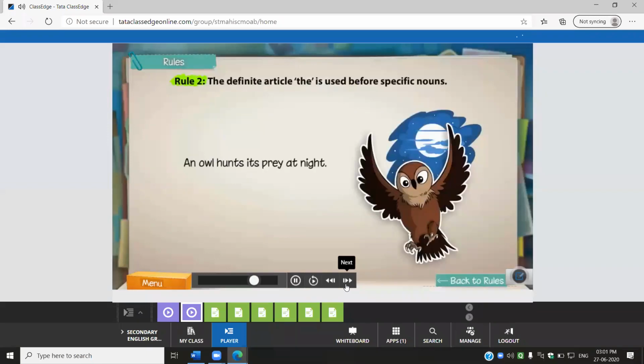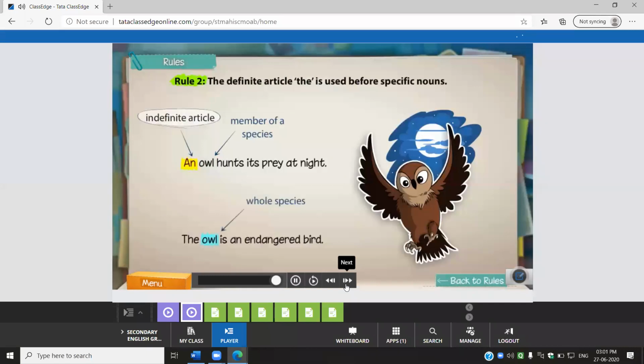Let's look at another example. The first sentence is a statement about any one owl and applies to all owls, so the indefinite article is used. The second sentence is a statement that applies to the owl species as a whole, so the definite article the is used.